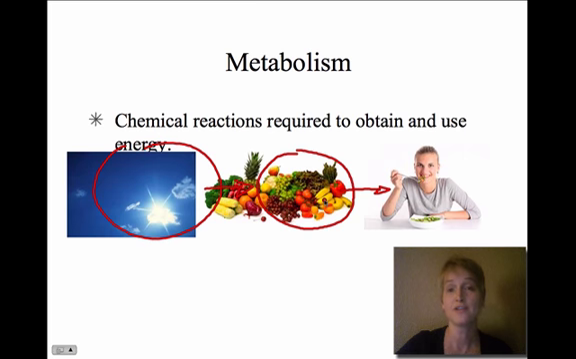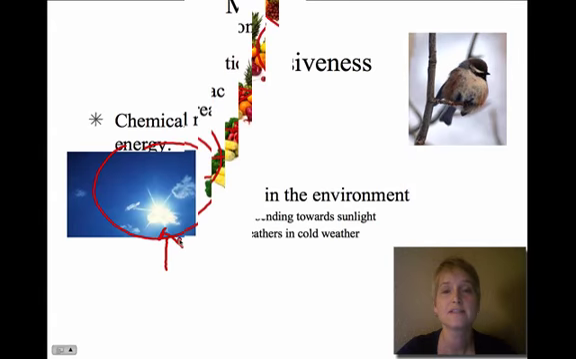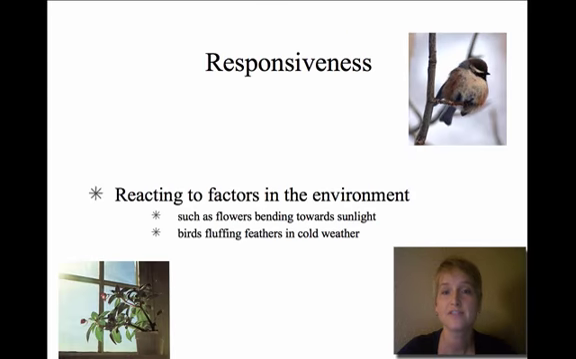If they didn't, if they're a carnivore, then eventually the chain goes back to the sun, because that's where all energy comes from. Responsiveness is reacting to factors in the environment. So whether you're this bird up here in the corner that is in cold weather and so fluffs the feathers to keep themselves warm, or the plant down in the lower left corner where it's reaching towards the sunlight.